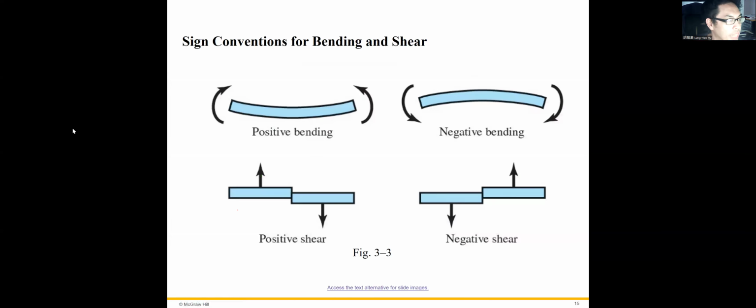So this is the deformation direction for bending and the shear. You should recap those from your mechanics of materials books. If we bend it this way, and the shear force in this direction, it is positive. Otherwise, it's negative shear or negative bending.